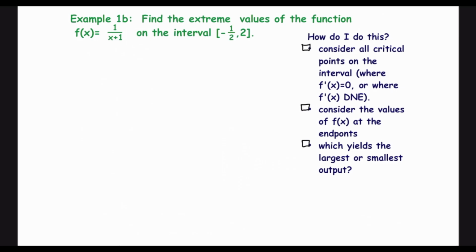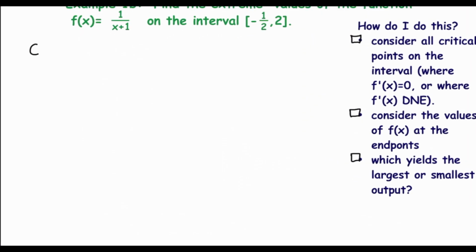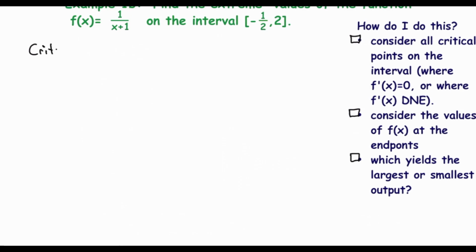First, we're going to consider our critical points. And in order to do that, we're going to find the derivative and set it equal to 0. So I like to rewrite my original equation first, and I'm actually going to rewrite it a little differently. X plus 1 to the power of -1, so I can use chain rule as opposed to quotient rule.